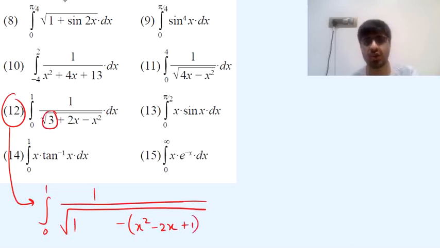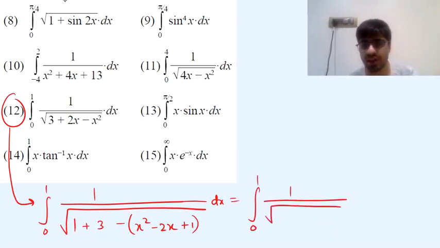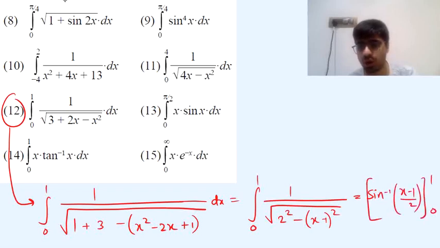There's this 3 which we have not yet balanced, so we add a 3 here, and 1 plus 3 makes it 4 outside. So this becomes integration 0 to 1, 1 upon 1 plus 3 will be 4, which we can safely write as 2 square, minus, that's x minus 1 the whole square, and the integration for this will be sine inverse x minus 1 divided by 2, and this goes from 0 to 1.